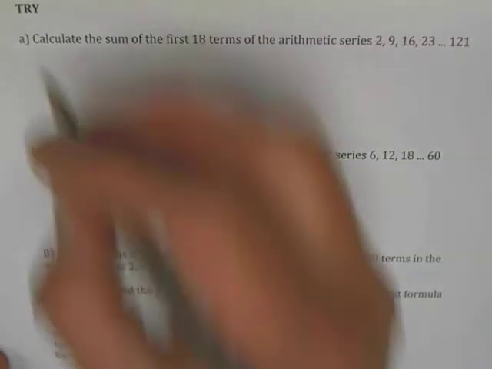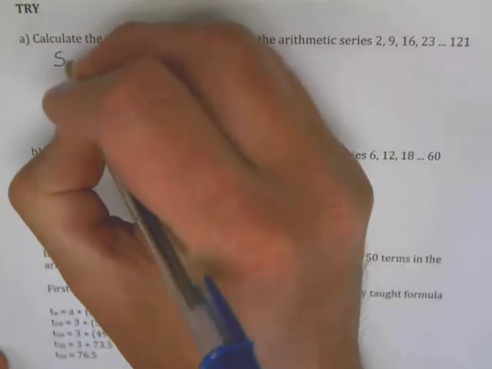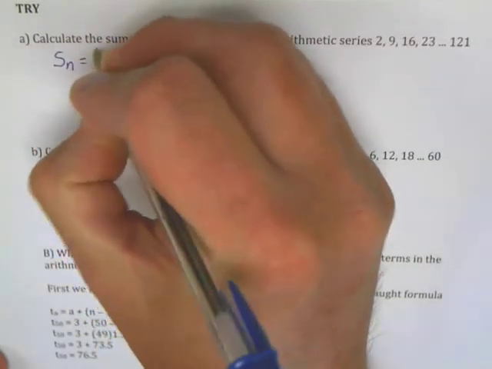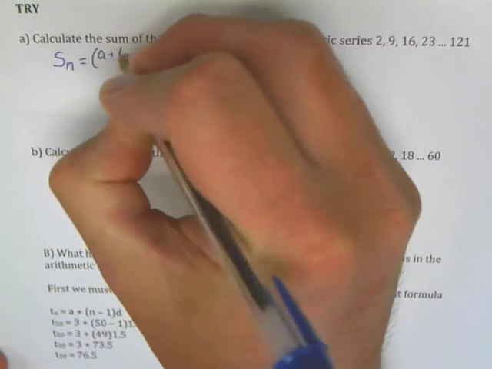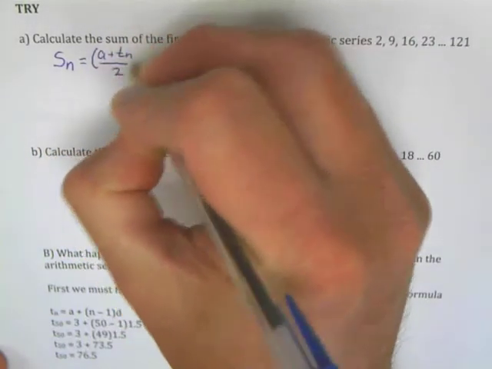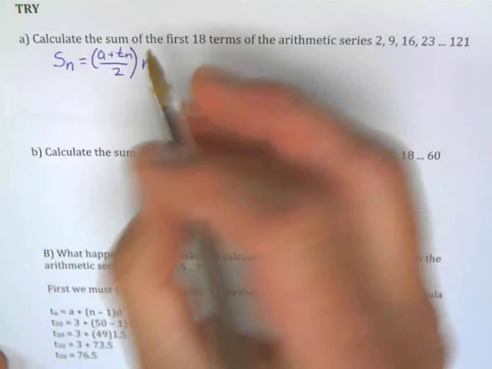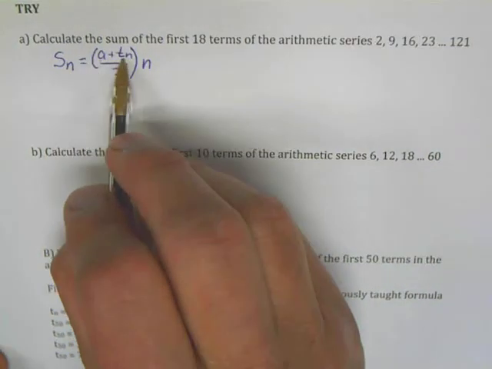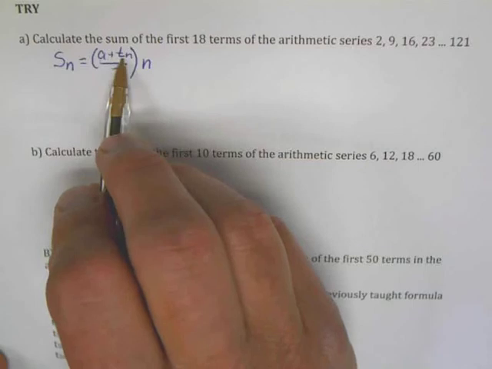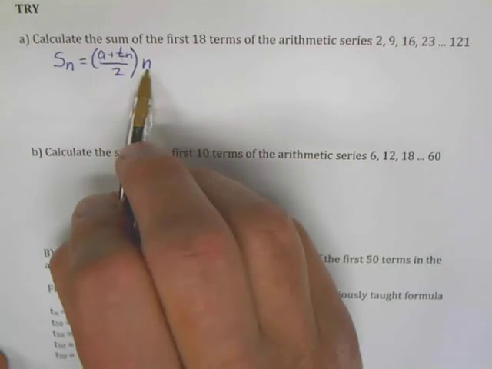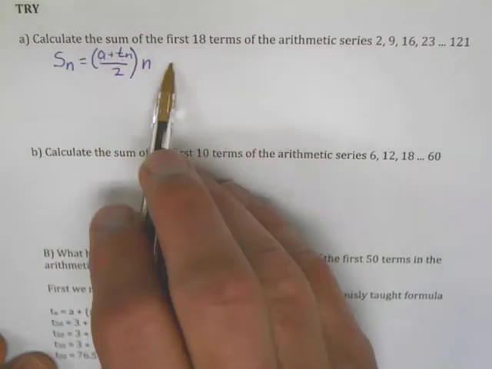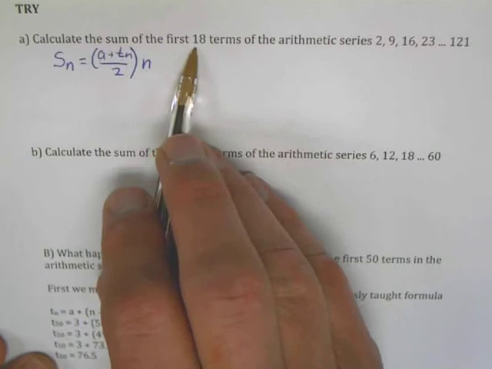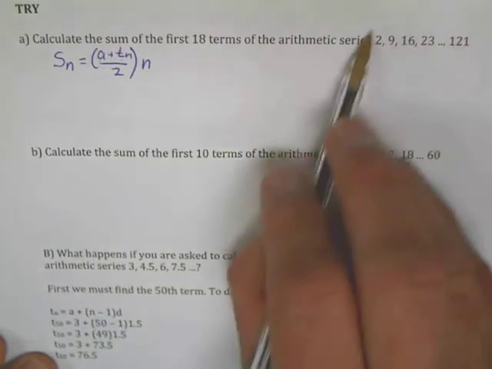So, the sum of the arithmetic sequence is Sn equals A plus Tn divided by 2, times the number of terms involved. A, once again, is the first term in the equation. Tn will be a certain specific term they've given you, and n will be the number of terms they've given you. So in this question, they want to know what the first 18 terms of this arithmetic sequence add up to.